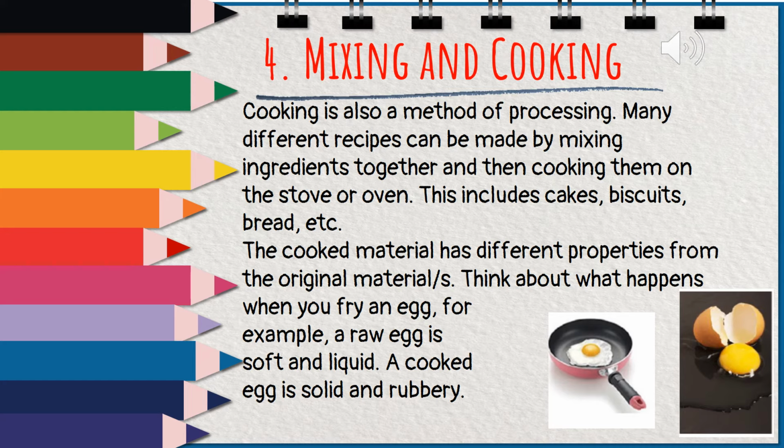The fourth way of processing a material is through mixing and cooking. Cooking is also a method of processing. Many different recipes can be made by mixing ingredients together and then cooking them on a stove or oven. This includes cakes, biscuits, bread. The cooked material has different properties from the original material. Think about what happens when you fry an egg, for example. A raw egg is soft and liquid. A cooked egg is solid and rubbery.